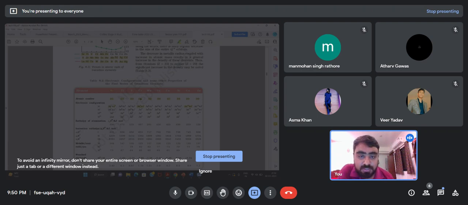So mark over here, chromium and copper are both exceptions. Chromium just because of half filled configuration, and copper just because of fully filled configuration. And then zinc, you'll know the configuration of zinc. Okay, it is fully filled. So 3d10 4s2. So this is how you will learn the configuration.